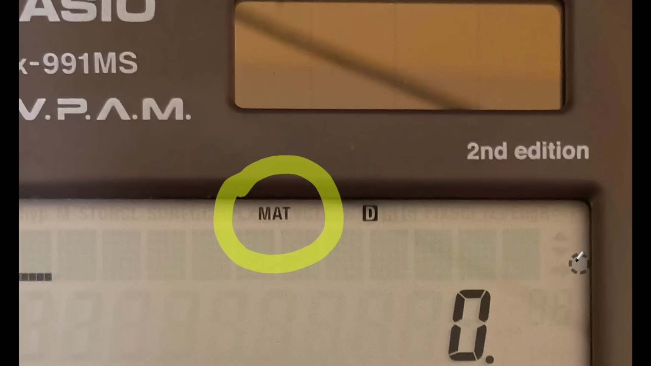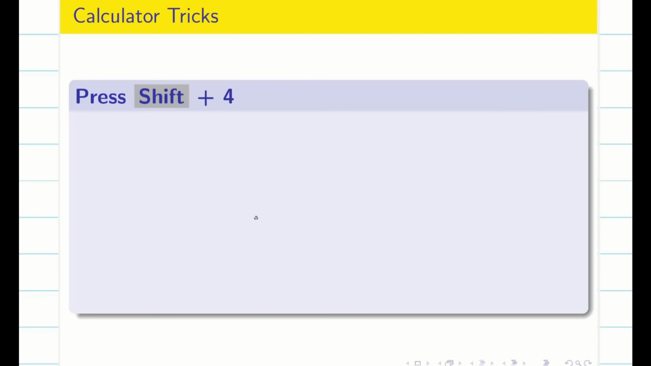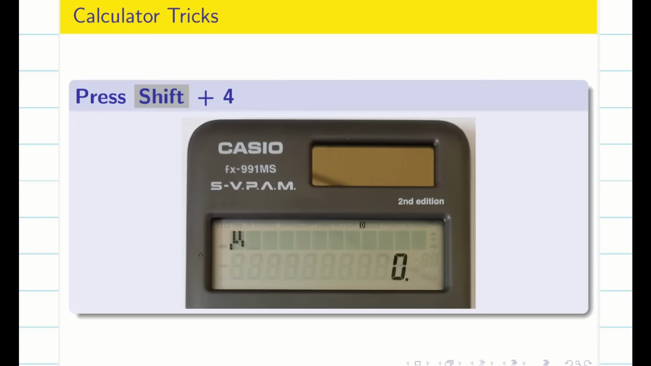That means your calculator is ready for the matrix mode. Next, press shift plus 4 to do all matrix operations. Remember, throughout this video, shift plus 4 will give all the matrix data. When you press shift plus 4, if it is showing like mu, that means your calculator is not in matrix mode.